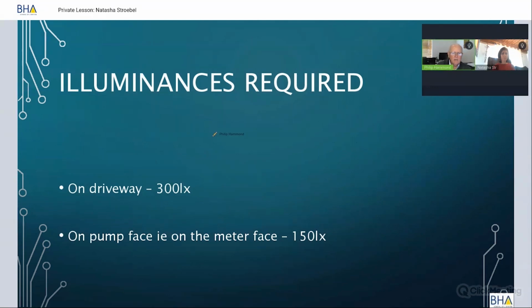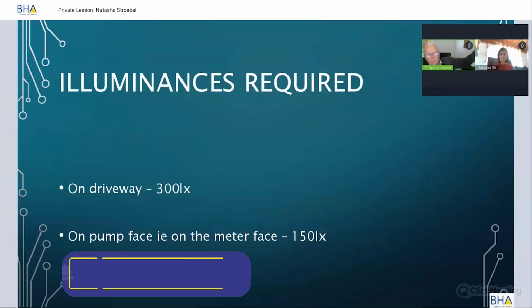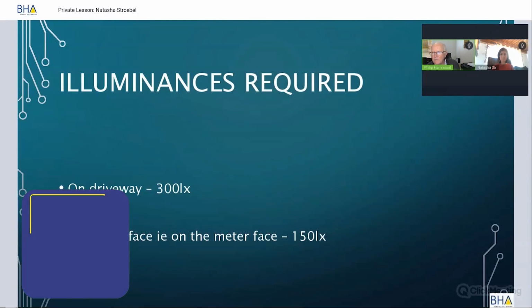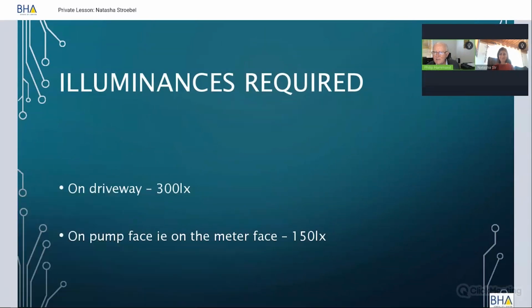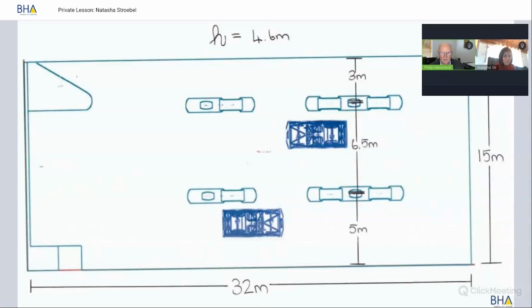So, what we need, we've got to have 300 lux minimum on the driveway, and we must have a minimum of 150 lux on the pump face. In other words, the place where we see it's so much per liter, and when we filled the car up, it came to 1,000, whatever it is, to fill up an SUV, or to fill up my Honda CRV. All right, it's about the same. Okay, so this is just information that we need to do a calculation.